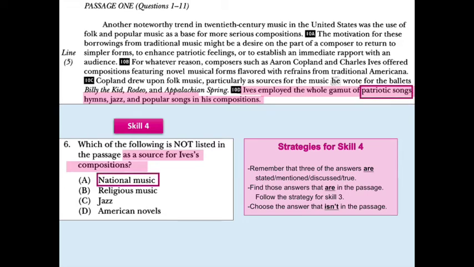A, national music. Look, here we have patriotic songs. National and patriotic are synonyms. Music and songs are also synonyms. So A is in the passage and it is not our answer. B, religious music. Here we have hymns. Hymns are religious music. So B is not our answer. C, jazz. Yes, that's right here. So C is not our answer. D, American novels. That is not in this sentence, and it is the only one that is not in the passage, so our answer is D.